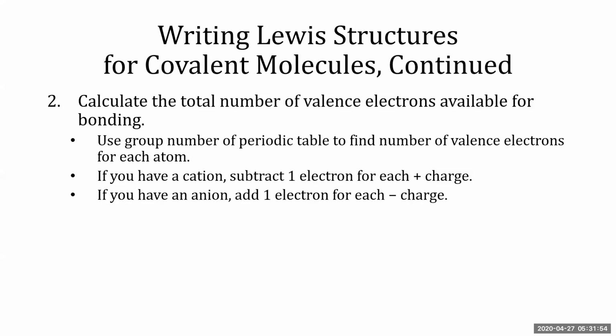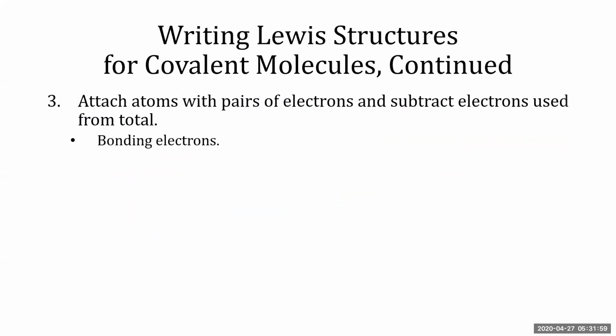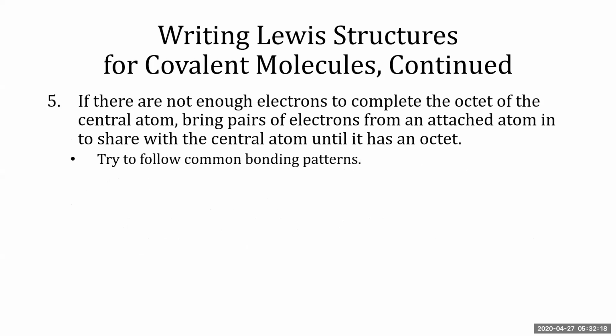2. Calculate the total number of valence electrons available for bonding. 3. Attach atoms with pairs of electrons and subtract electrons used from total. 4. Add remaining electrons in pairs to complete the octets of all atoms. 5. If there are not enough electrons to complete the octet of the center atom, bring pairs of electrons from an attached atom to share with the central atom until it has an octet.